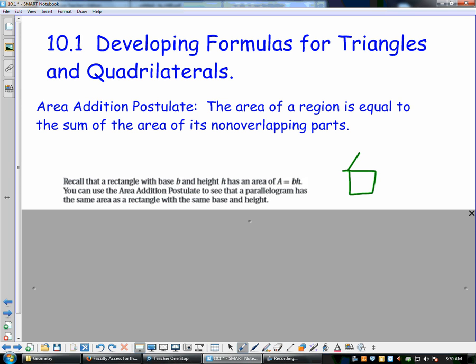So for example, if I have a shape like this, nice house maybe with a little walkway here, something like that. If I want to know the area of the region here, I can just add the individual areas together. I could find the area of the triangle, I could find the area of the square, I could find the area of the rectangle and add them all together.